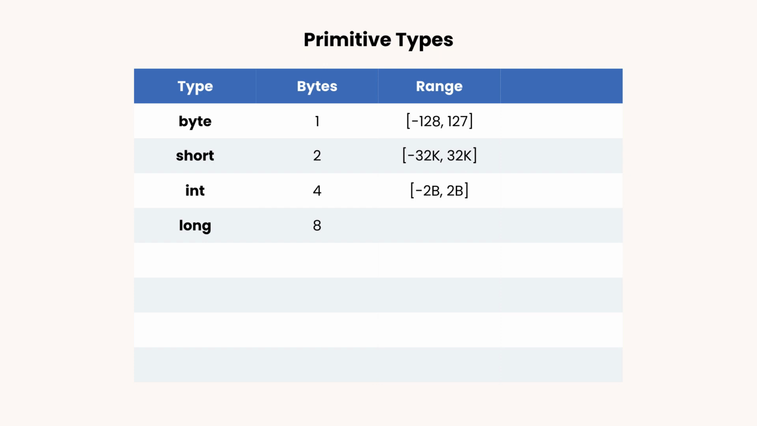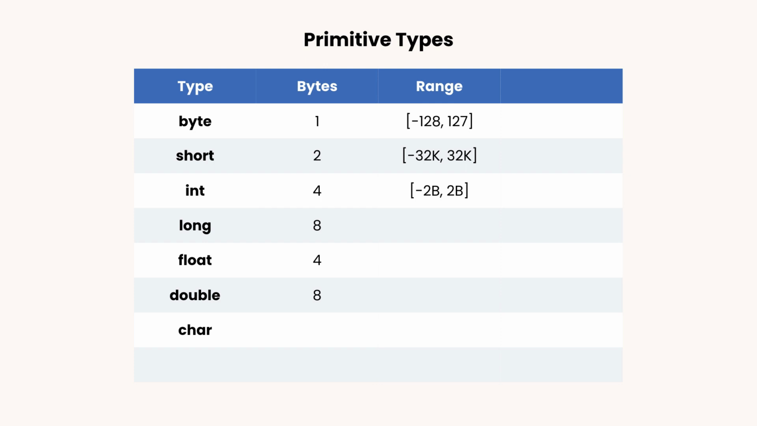Now, all these types are for storing whole numbers that don't have a decimal point. If you want to store a number that has a decimal point, you have to use float or double. Float takes 4 bytes, double takes 8 bytes. So obviously with double, we can store larger numbers.